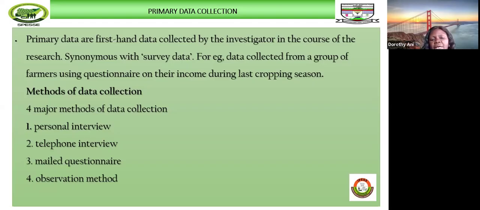It could be by personal interview, could be by telephone interview, it could be by mail. Personal interview could be this one we are talking about, a questionnaire. Telephone interview, you can place somebody on a call and be interviewing the person and be getting your data.